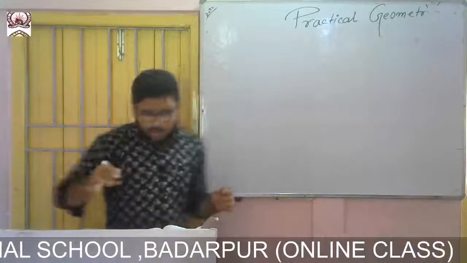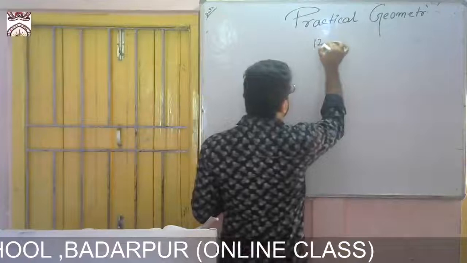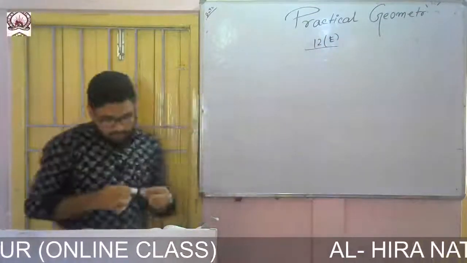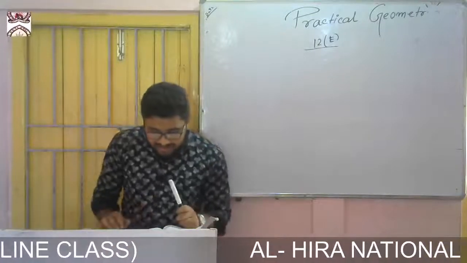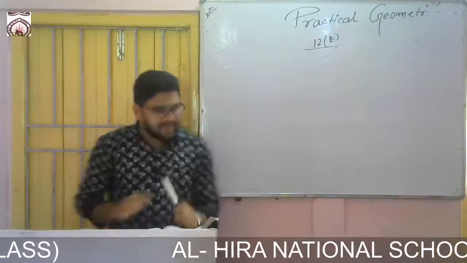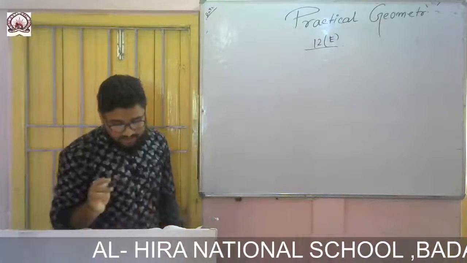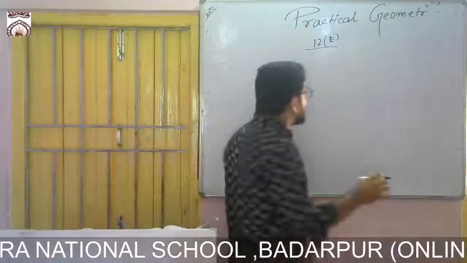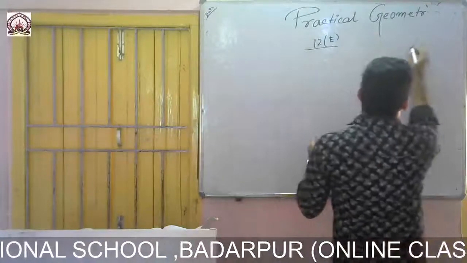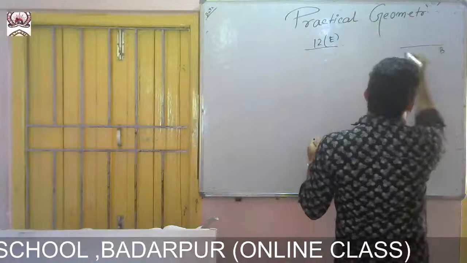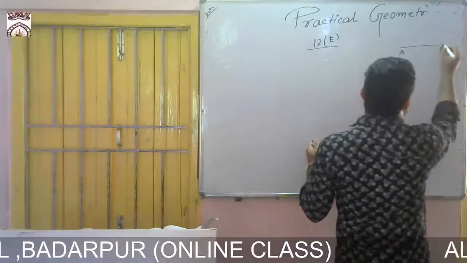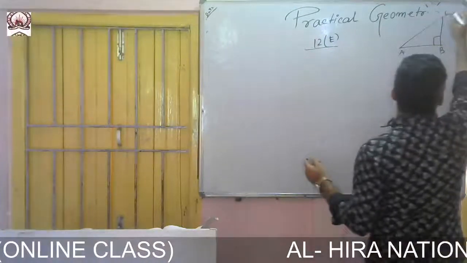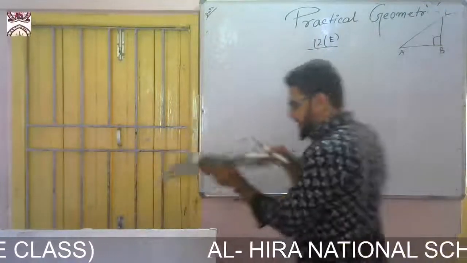So you see exercise 12E. What is there? ABC right angle at B. Let me draw the rough sketch. Right angle at B, so this one is AB, there will be a 90 degree angle at B, and this will be AC.